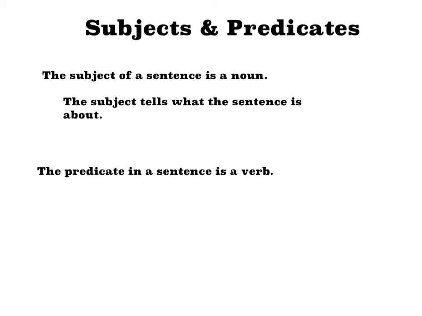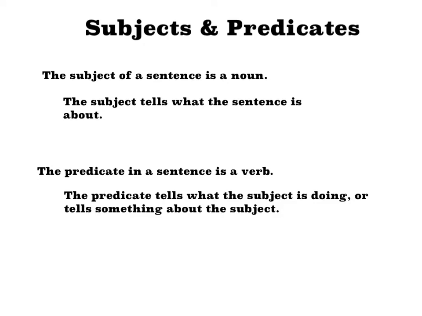Now let's take a look at what the predicate does. Another way of thinking about what a predicate is, is what it does. The predicate tells what the subject is doing or tells something about the subject. It's probably a lot easier to understand what these definitions mean by looking at some sample sentences. So why don't we do that right now?